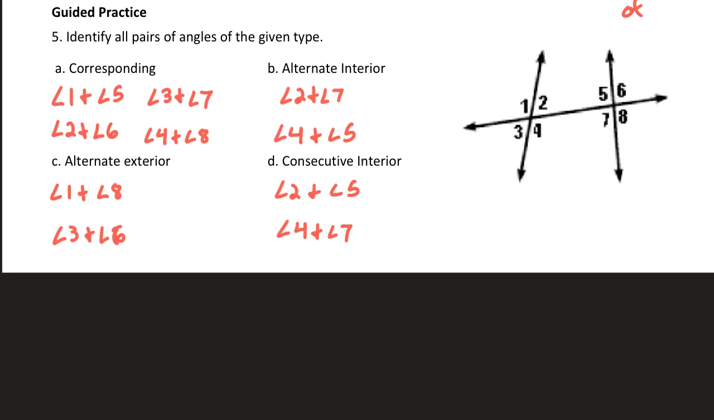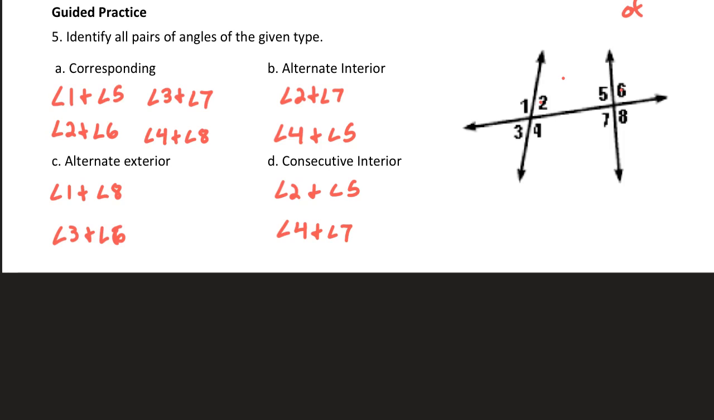Angles 2 and 6, they're both to the right of their lines and above the transversal, so that's corresponding. And then you should be able to kind of see that 3 and 7, they're both below and to the left of their lines. 4 and 8, they're both below the transversal and to the right of their lines. So those are corresponding positions. Same side of the transversal, same side of their respective line, okay?